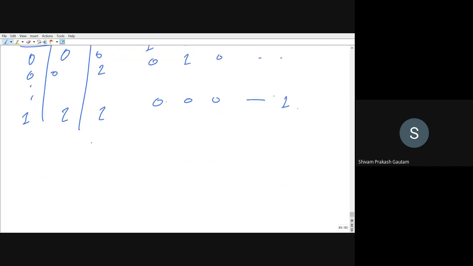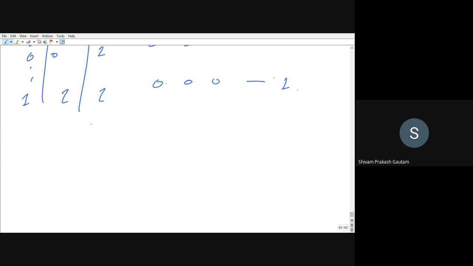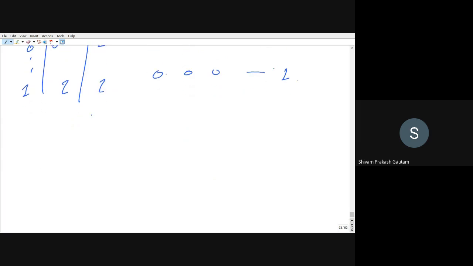Now it has been given that you are only having 2 to 4 decoders. So a 2 to 4 decoder I will draw.